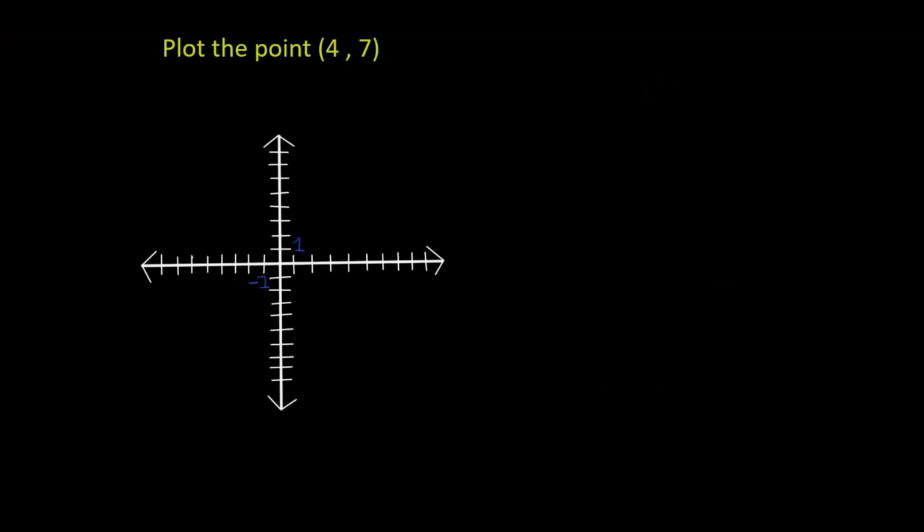So we need to plot the point (4, 7). And to plot the point (4, 7), we need to first understand what this is, right? This is the coordinate plane. And I'm going to go ahead and label the axes as the x-axis and the y-axis. So we want to plot the point (4, 7). So we need to look at the first number.